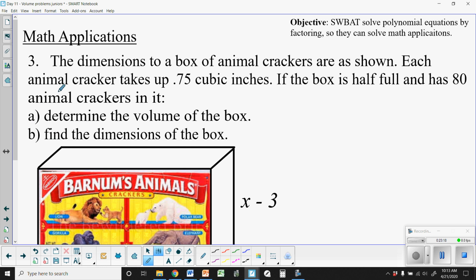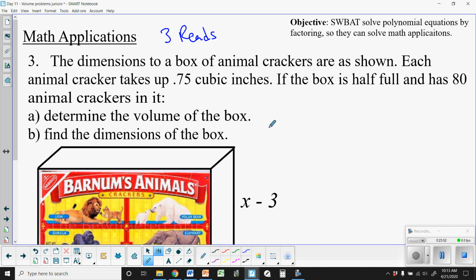So it says the dimensions of a box of animal crackers are shown. Each animal cracker takes up about 0.75 cubic inches. If the box is half full and has 80 animal crackers in it, determine the volume of the box. So let's think about this as 3 reads. The first one, we just look at, what are we talking about? We're talking about animal crackers. We're looking at a box. We're trying to figure out the volume.